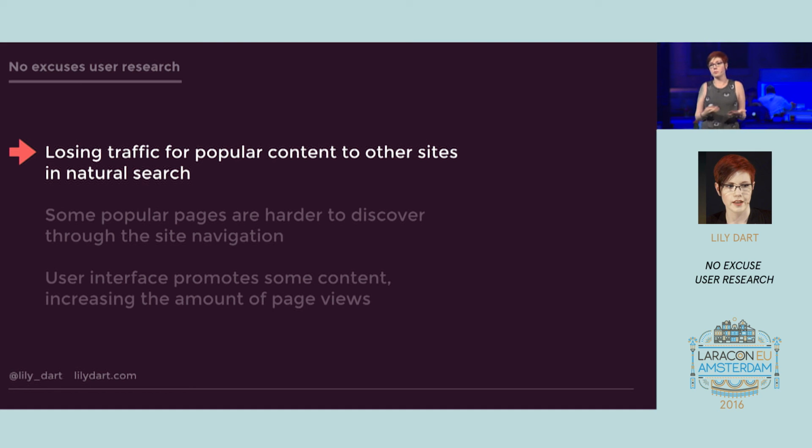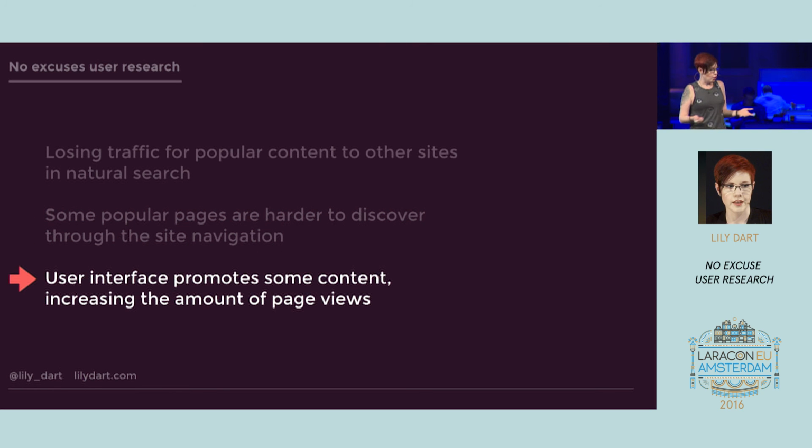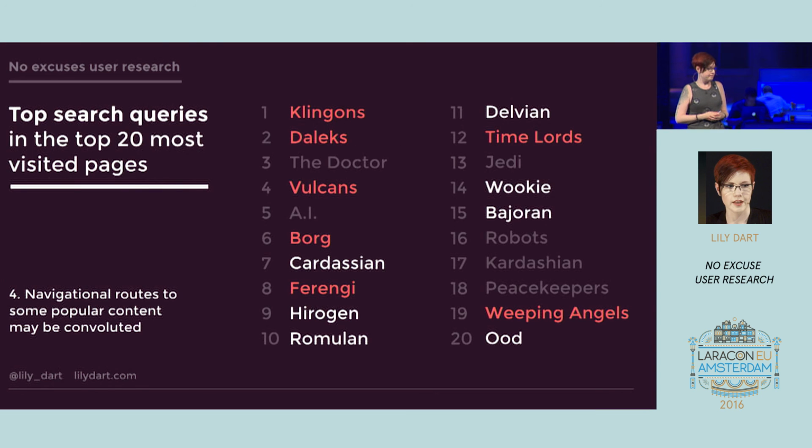Now, obviously, it's not just missing content that causes this. It might be that other people have better content or better ranked content. It might be that some of our popular pages are harder to discover in the navigation, so people who would otherwise look within the UI will actually revert to search. Or it might be that the user interface is promoting some content, which means we're increasing the amount of page views of some content, possibly somewhat abnormally.